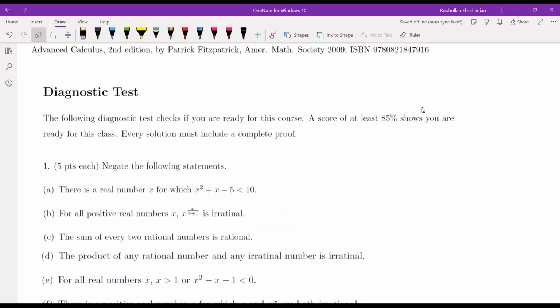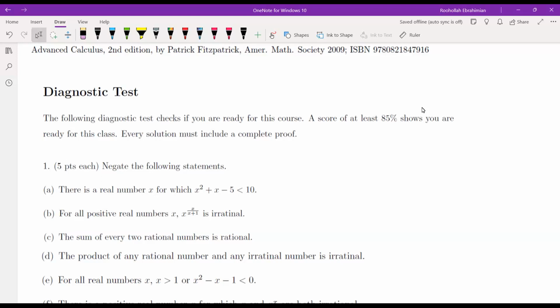What I would suggest is for you to pause the video at this point, go over the diagnostic test on your own, and make sure you score 85% or above. If you score below that, you would need to either revisit and refresh your memory of the things that you have learned in an introduction to proof class, or if you haven't taken that class, you may want to consider taking that class before doing Advanced Calculus 1.